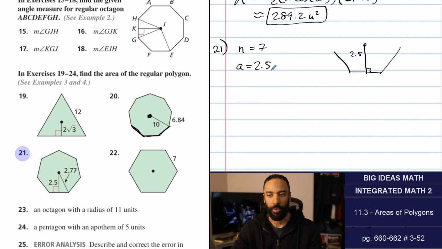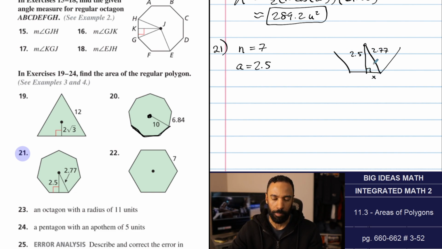We need to find the perimeter. So to find the perimeter, we need to find a side length and then multiply it by 7. Now 2.77, we got to assume that that's going to be as exact as they give us. We just got to find this little x guy and then double it to find a side length and then multiply by 7 to get the perimeter.